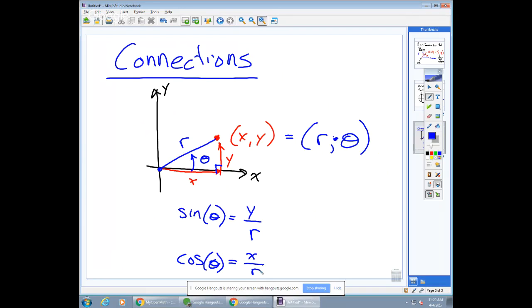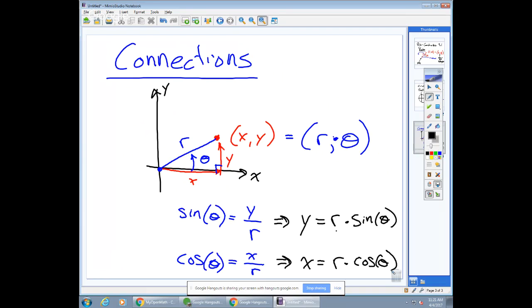For example, if I rewrite these two, I could say if I multiply the r to the other side, that y equals r times the sine of theta. So if somebody gives me a polar point, I can just take the radius times the sine of the angle, and that gives me the y value instantly. Right? So this relationship allows me to convert from polar to rectangular. And similarly, x would just be the radius times the cosine of theta. So point-wise, this relationship lets me convert from polar to rectangular.